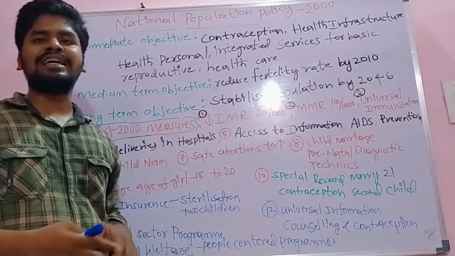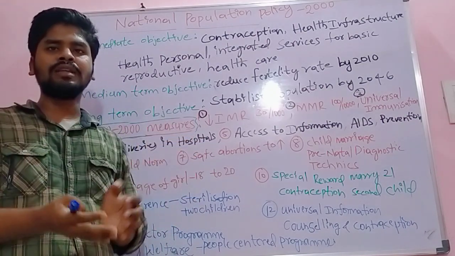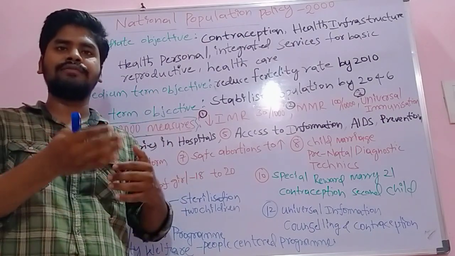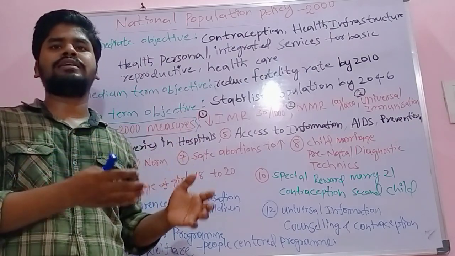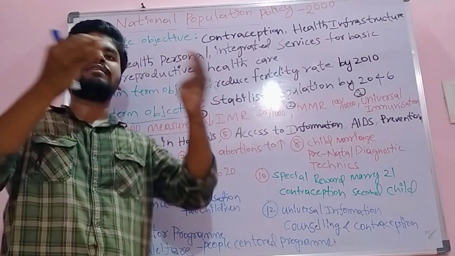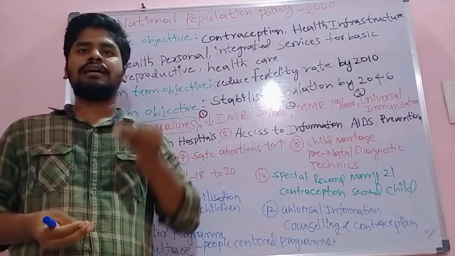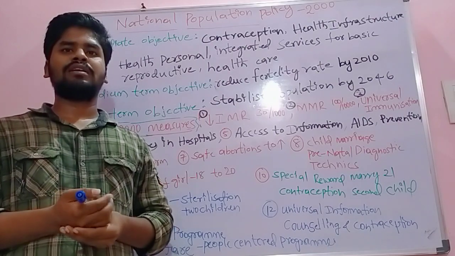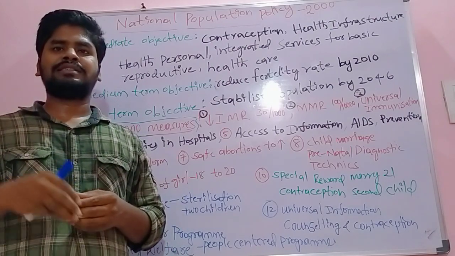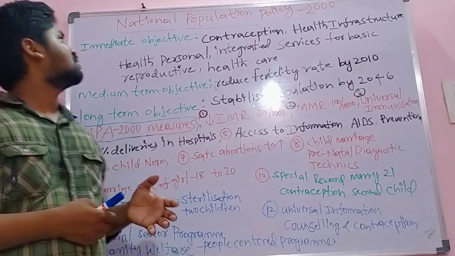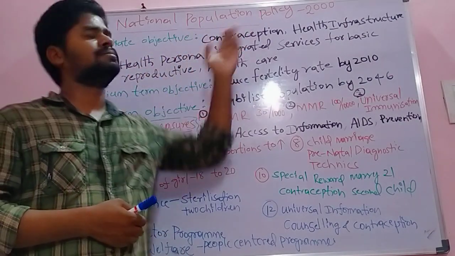So the government of India came forward to control the population. How can we control the population? How can we maintain a stabilized population? How can we decrease the infant mortality rate? How can we decrease the maternal mortality rate, death rate and birth rate, and malnutrition? What about the reproductive stages? All those things we come to know through this particular National Population Policy.